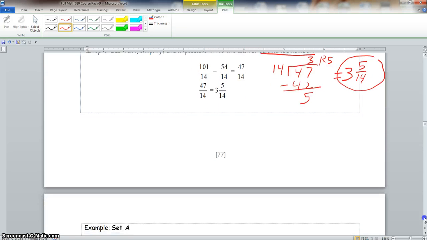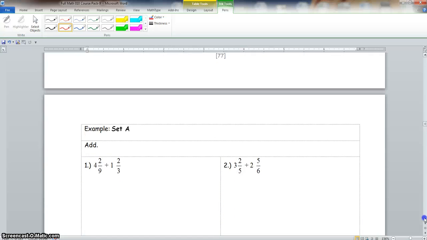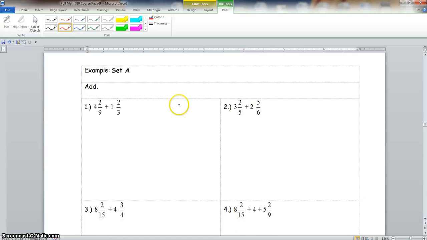Okay, now we scroll on down here to set A. Now the first thing we do here is find our common denominators. So we find a prime factorization of 9 and 3. 9 prime factorization is 3 times 3, and we know 3 is already prime. These 3's match up, so you count it once. And you have an extra 3 left here, so your denominator would be 9. So we bring down our 4, and our denominator would be 9 here. Bring down our 1, our denominator would be 9 here.